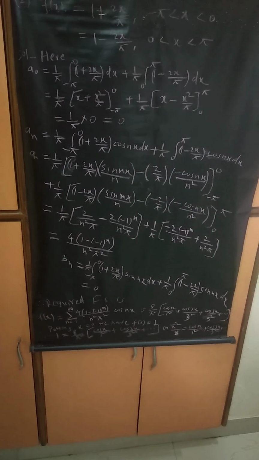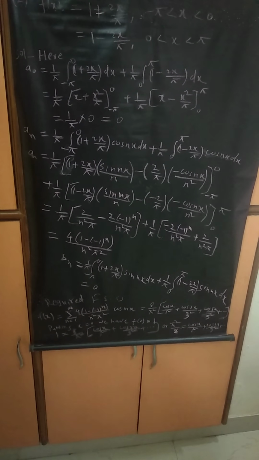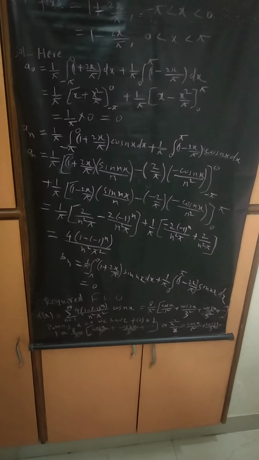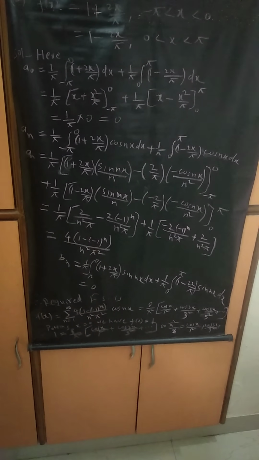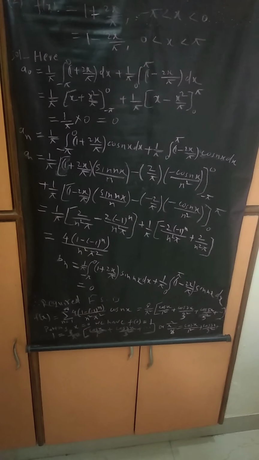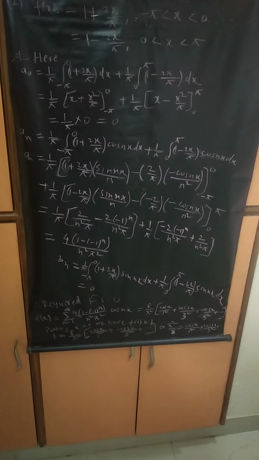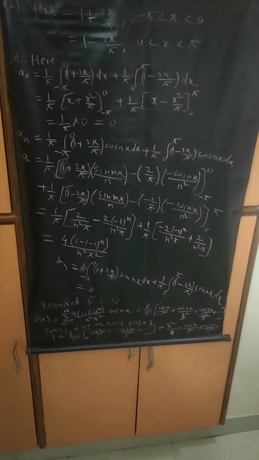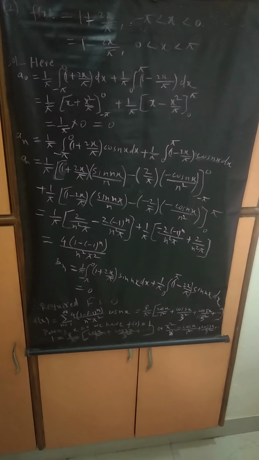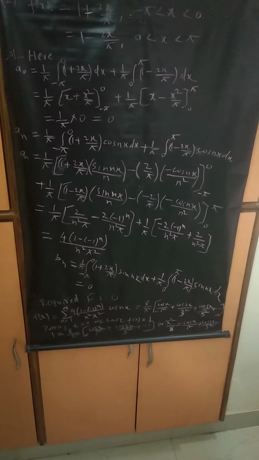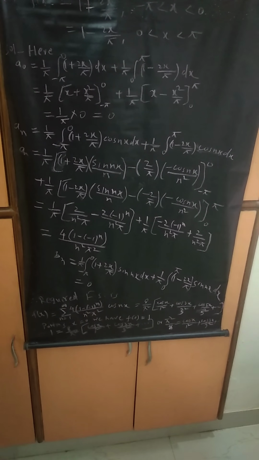So we try to evaluate this integration. 1 upon pi, integration of 1 is x, integration of 2x by pi is x square by pi, the limits are minus pi to 0, plus 1 upon pi, again the same way, x minus x square by pi, the limits are 0 and pi. So for both we are getting the values as 0, and therefore a naught equal to 1 upon pi into 0, that is a naught is equal to 0.